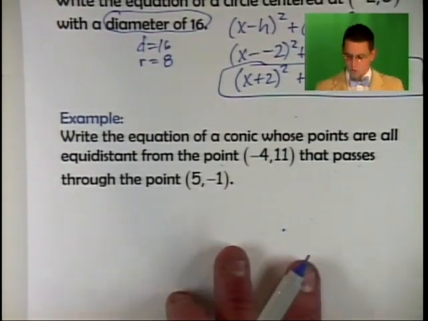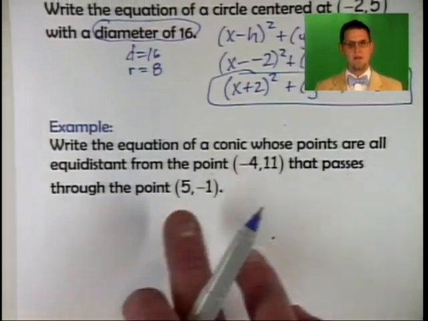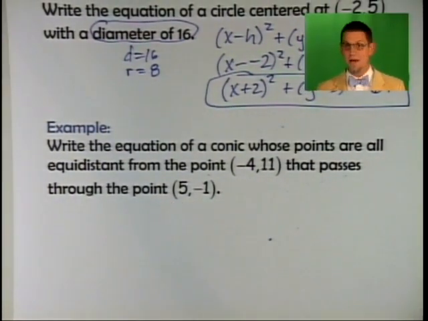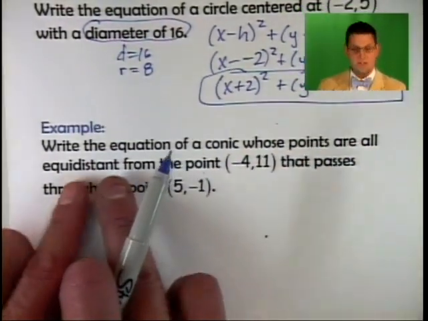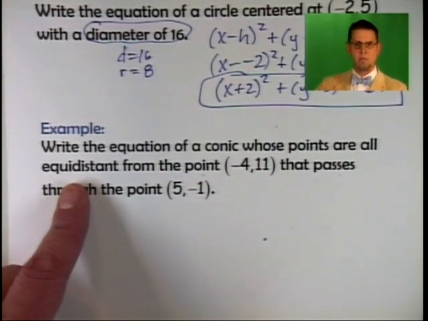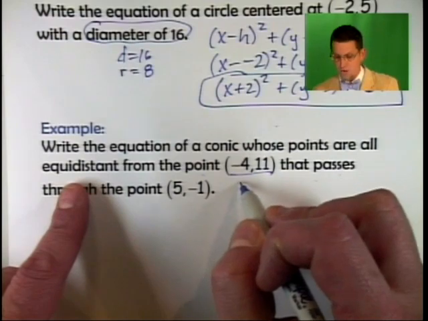In this case, we want to write the equation of a conic whose points are all equidistant from the point -4, 11 that passes through the point 5, -1. So in this case, they're telling us it's a conic. They didn't tell us it was a circle. How do we know it's a circle? Whose points are all the same distance from a fixed point, -4, 11. I remember the definition. That's the circle. So the fixed point, -4, 11, is my center.